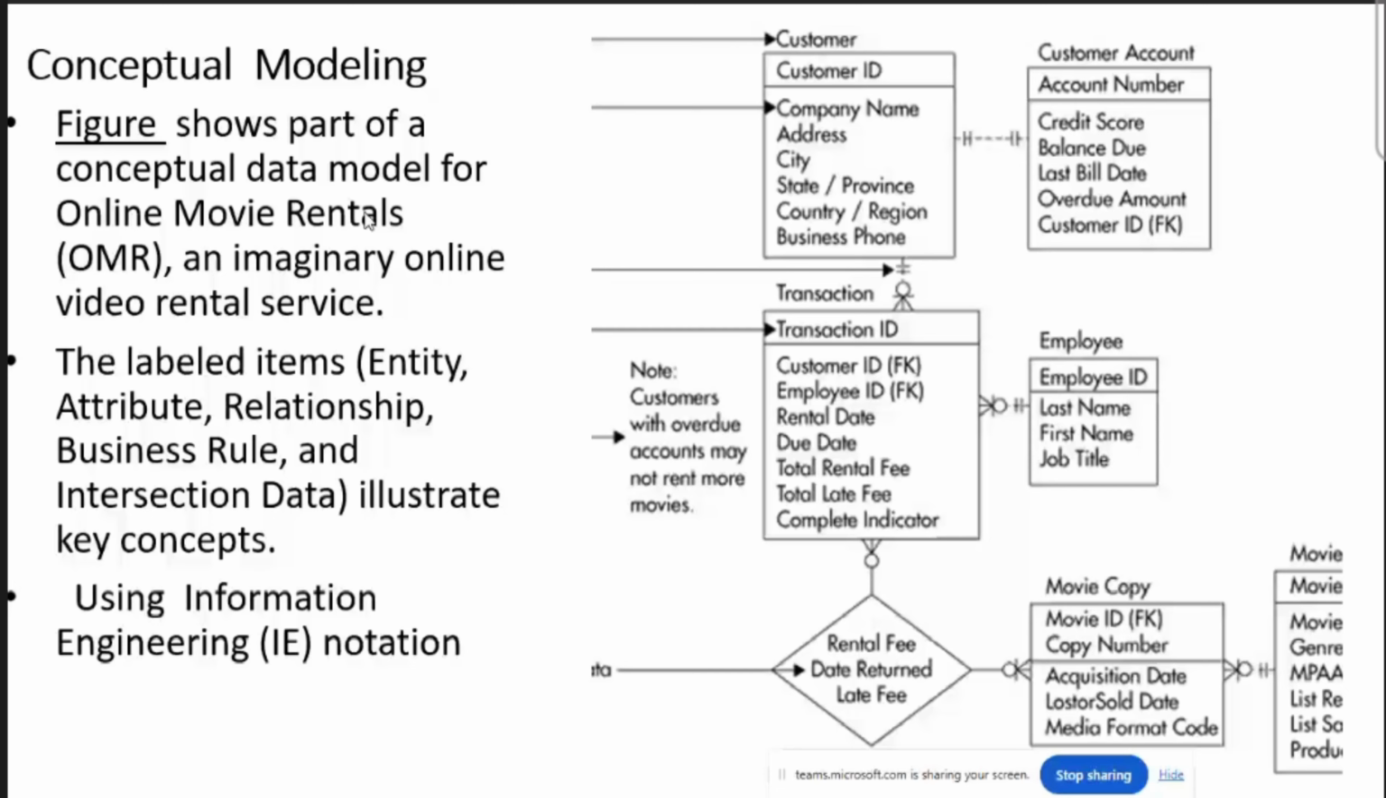So, the conceptual modeling figure. This figure shows part of a conceptual data model, part of it. And at least we can see that if you want to rent a movie, one major entity will be customers. Who are the people coming to get the movie?